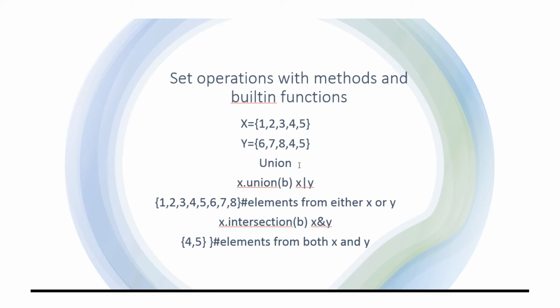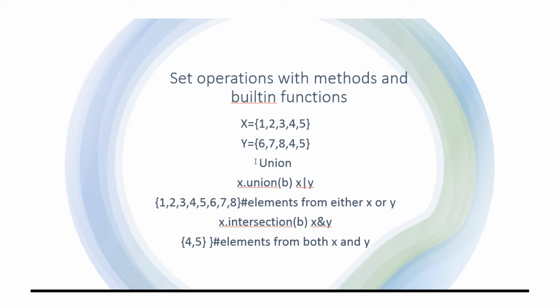So now the union operation. The union operation means it will return all the elements. It will give you a new set with all the elements from both x and y. But the elements shouldn't get repeated. It won't give the same element a second time. No repetitive item will be here in the union.